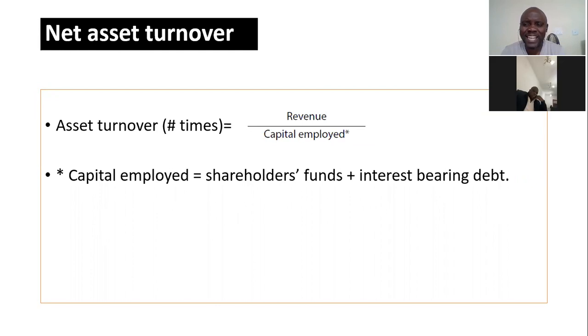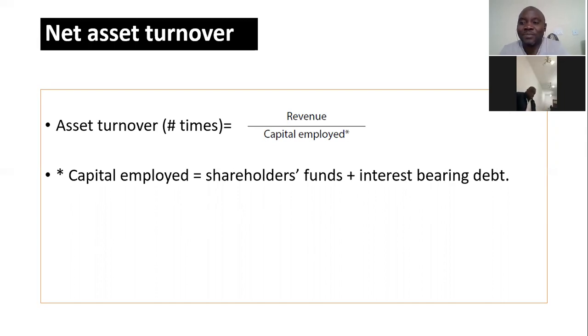So now on asset turnover, here obviously you're looking at how many times you are going to generate revenue from the capital that you have invested, your capital employed. Every one kwacha that you invest, how much revenue are you making? If over time it has reduced, what has reduced that?